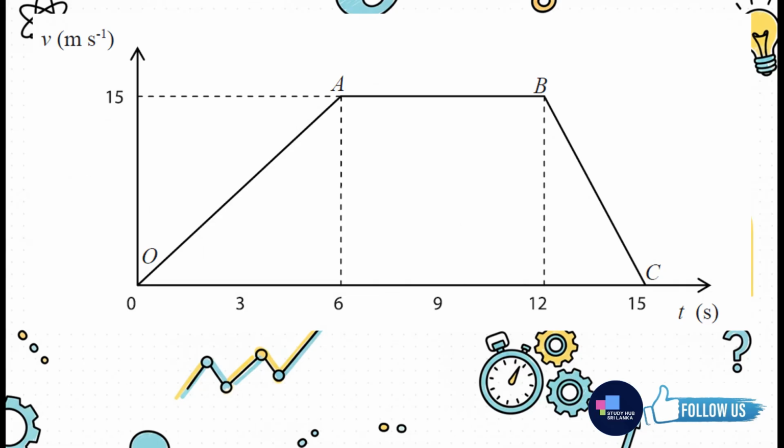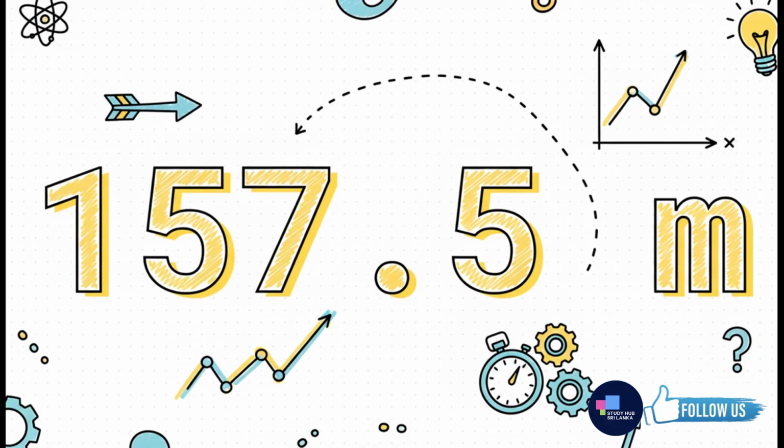So let's try it with our example. We can break it into 3 shapes. The first bit is a triangle, and its area is 45 meters. The middle part is a nice, easy rectangle. Its area is 90 meters. And the last bit is another triangle with an area of 22.5 meters. So what do we do? We just add them up. 45 plus 90 plus 22.5 gives us a total displacement of 157.5 meters. See how powerful that is?